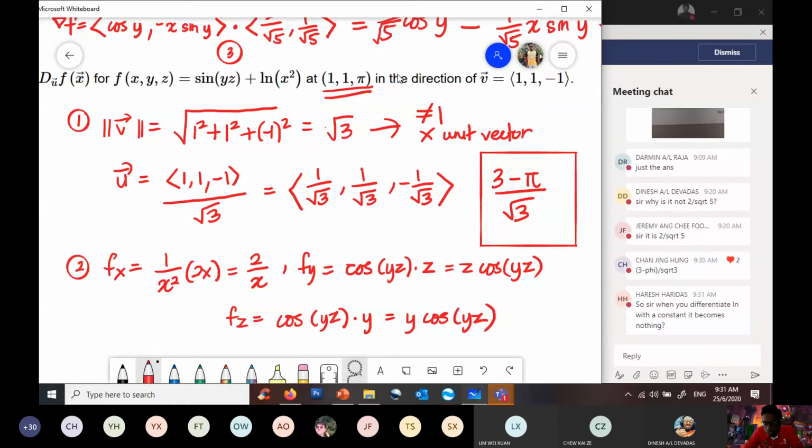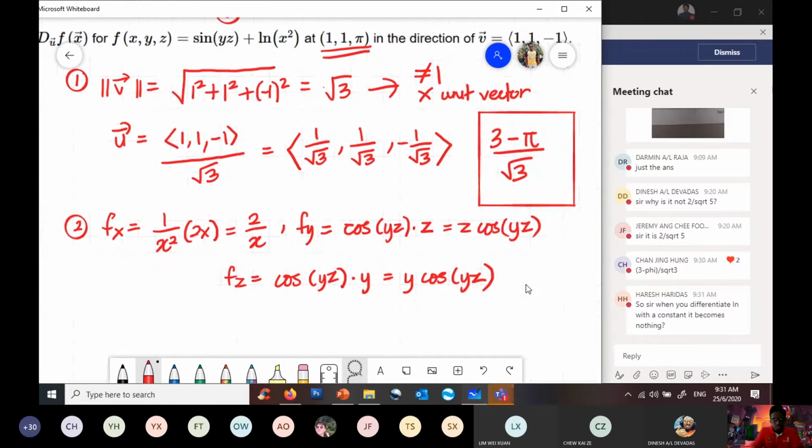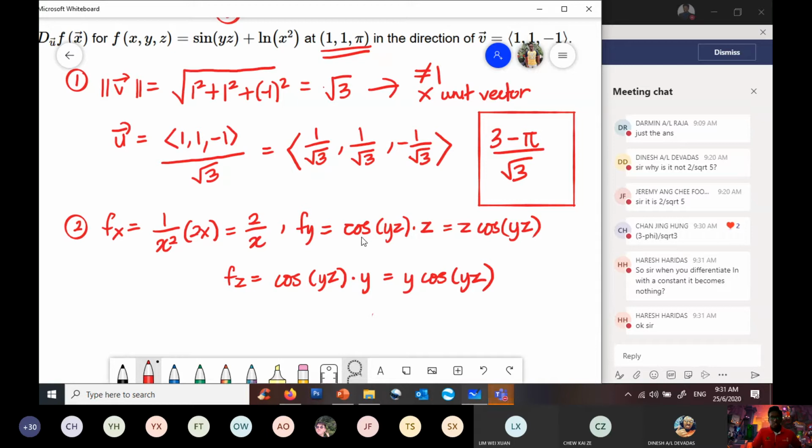When you differentiate ln of a constant, it becomes nothing. Do you mean what do I get if I differentiate something like ln 2, for example? Then yes, it becomes nothing because there's no x, there's no y. It becomes completely nothing. Oh, I see why you're asking this question.